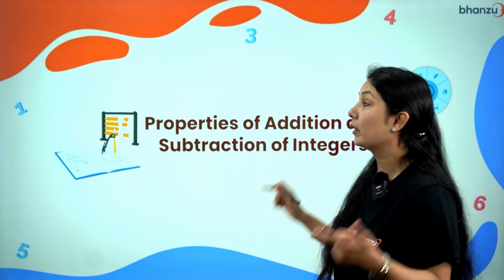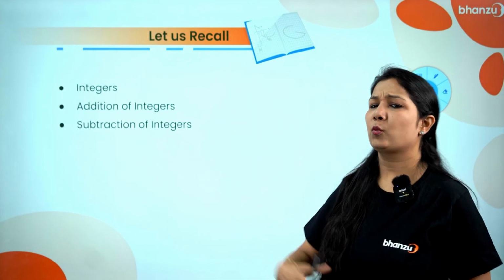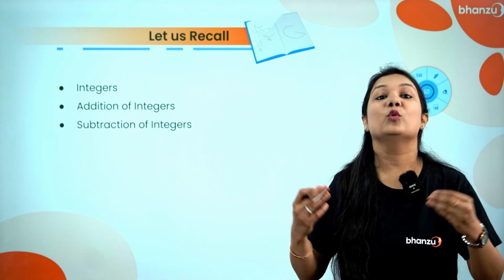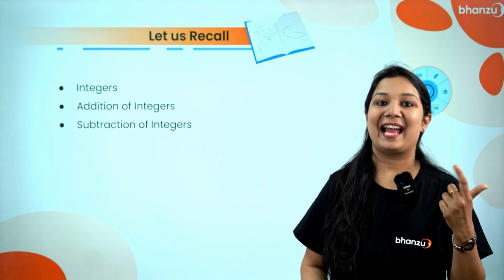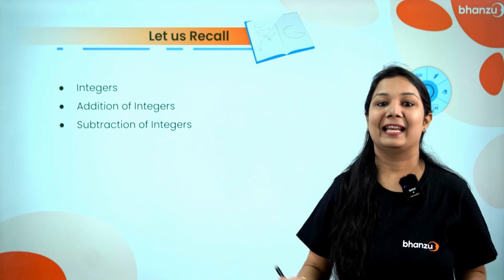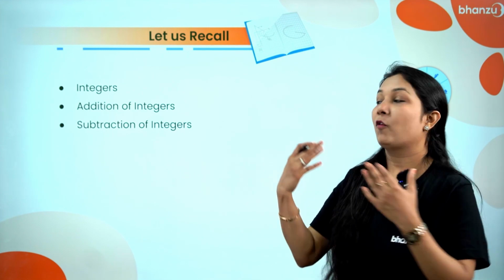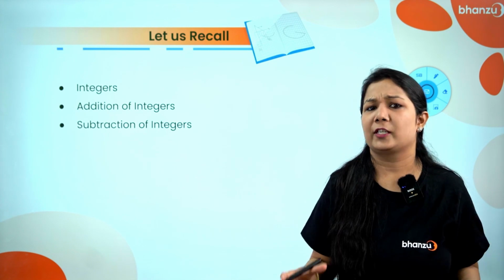So before that, what did we learn in the previous session? We had talked about what are integers, what is addition of integers, what is subtraction of integers. How do we add and subtract integers? By the conceptual method and also on the number line, right? So now moving ahead to properties for addition and subtraction of integers in this particular session, right?